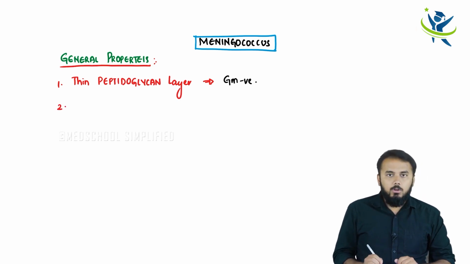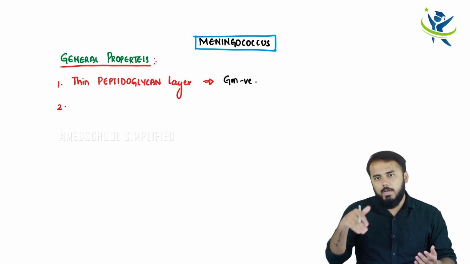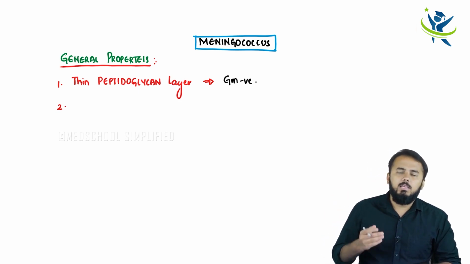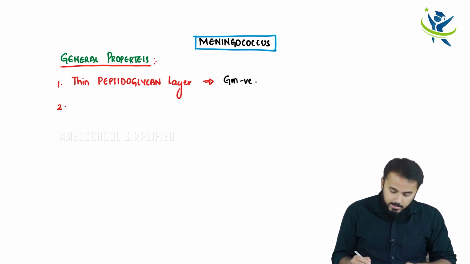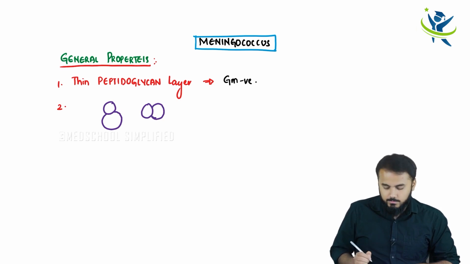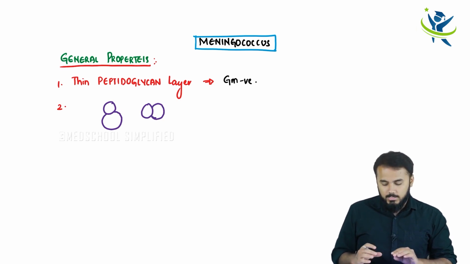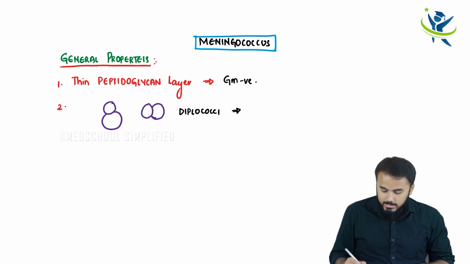Second important thing, is this Meningococcus rod shaped or cocci, round shaped? Obviously by the name you can see that Meningococcus means it is a round shaped bacteria. If you look at the shape of the bacteria, this is how it looks. So this is Meningococcus. Meningococcus is a diplococcus bacteria, because they are in two, they are in a pair. This is called diplococci.